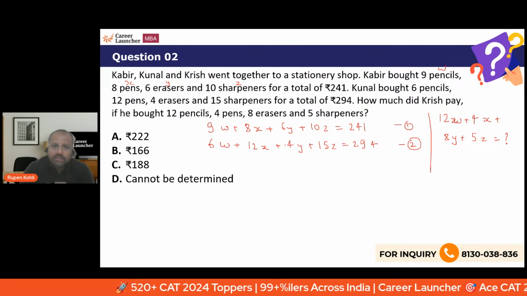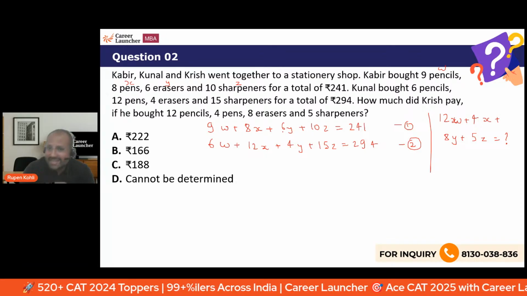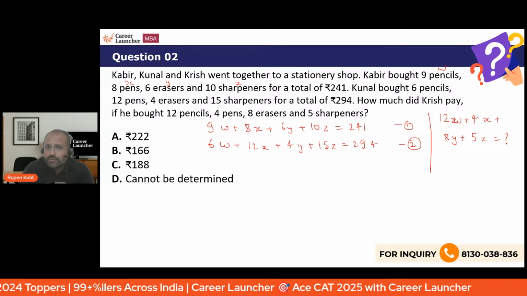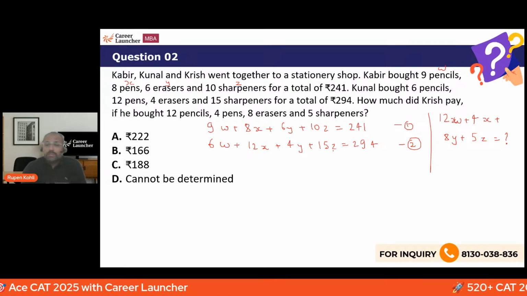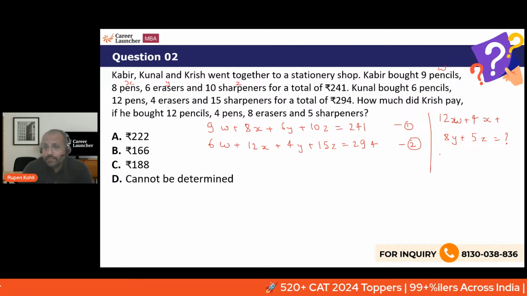And by chance, if you look at the other two variables, X and Z, 8 and 10 is 4:5, and 12 and 15 is 4:5. Very nice, very wonderful. Those other two variables are also bound by the same ratio. So here is something we can do.